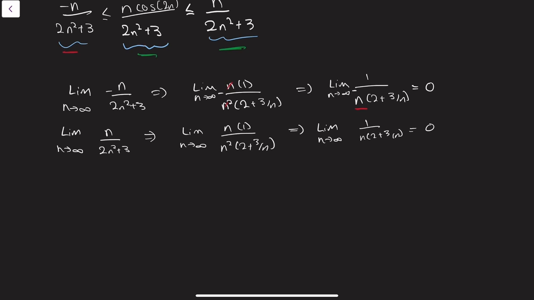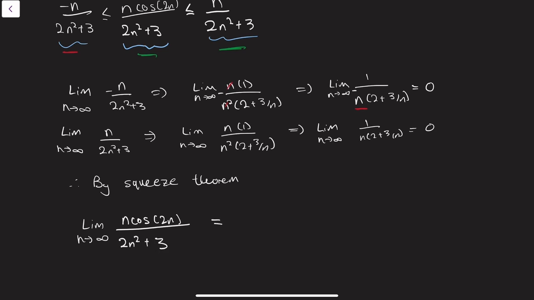And since the two bounding sequences are arriving at the same limit as n approaches infinity, then, therefore, by the squeeze theorem, the limit as n approaches infinity of n cos(2n) all over 2n squared plus 3 equals 0, so it converges.